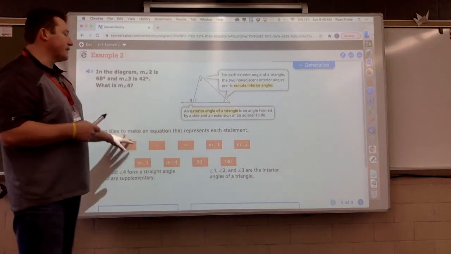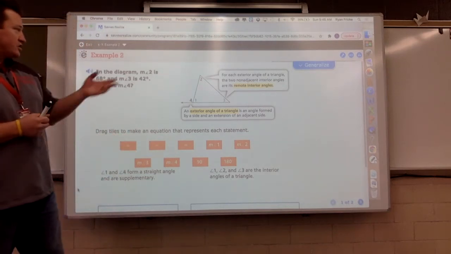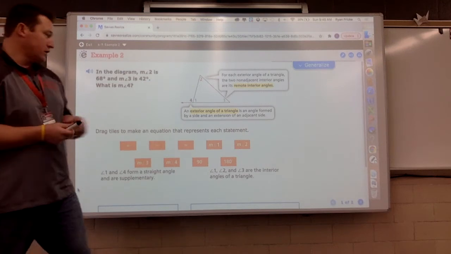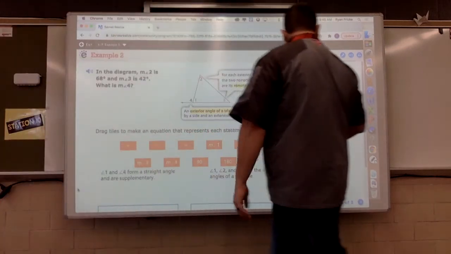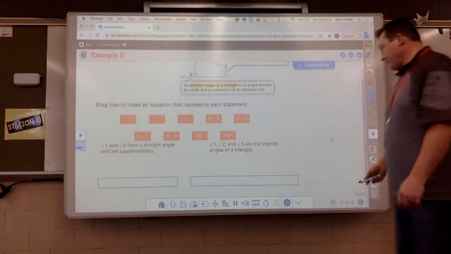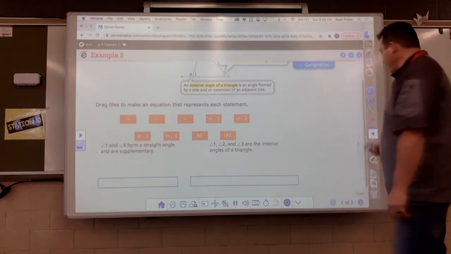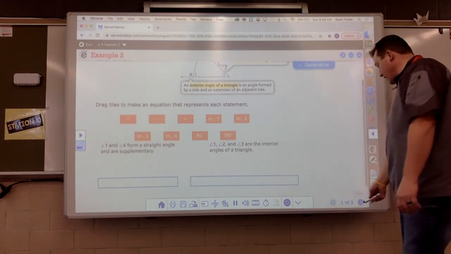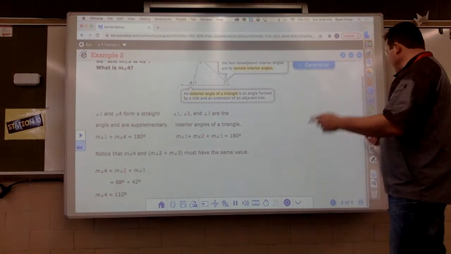What is that exterior angle relationship with the remote interiors? Well, they're going to tell us here in a second, okay? Or maybe they're not going to tell us here in a second because they want us to do something over here. Nope, they did. There it is.